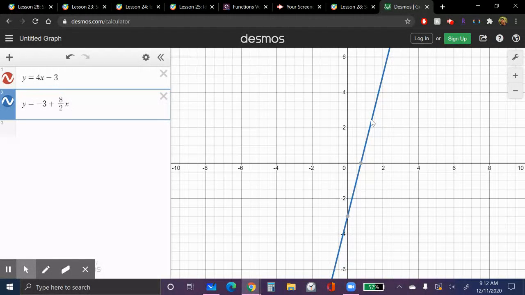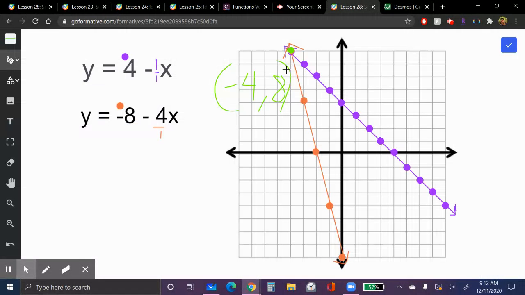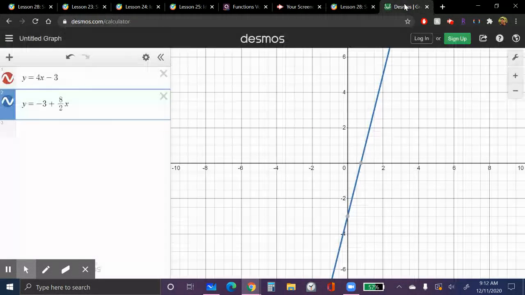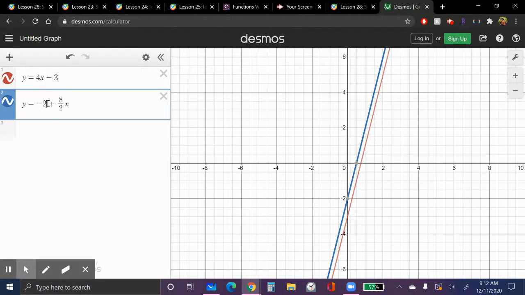So those are the three different scenarios. You could have them intersect at one point with one solution. Infinite is when both lines lie on top of one another. And then no solution would be something like this, where you have two different lines and they never intersect.